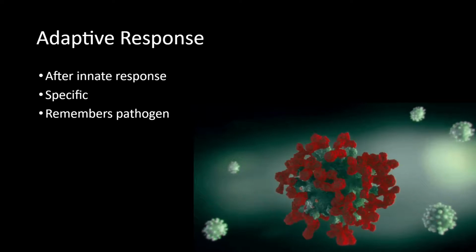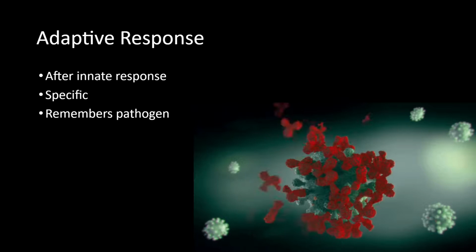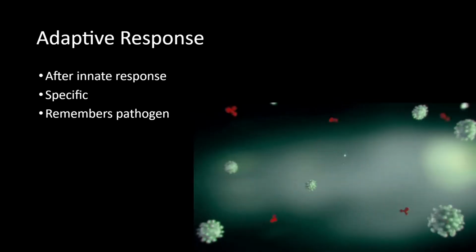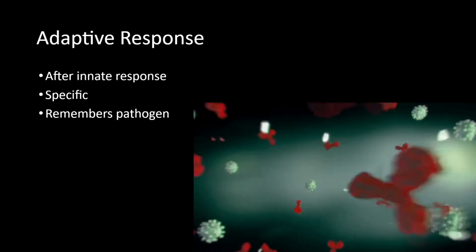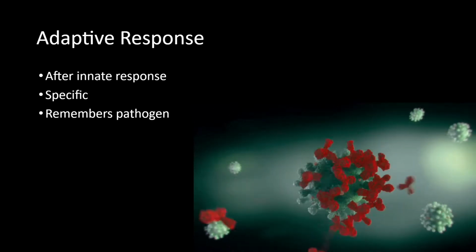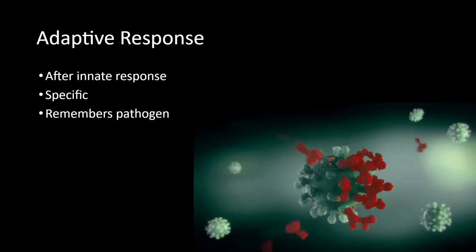Next, we will talk about the adaptive immune response. The adaptive immune response comes after the innate immune response, since this is more specific to the exact type of pathogen the body is dealing with. Also, the adaptive immune response will also remember the pathogen just in case it comes back into the body again.